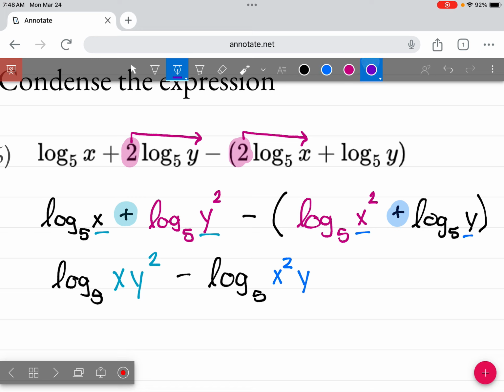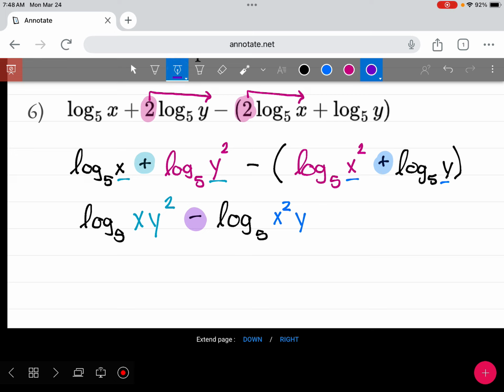One last step is now we have subtraction that's going to become division. Subtraction is going to become division. So we can write this as our log base 5 of the fraction that has, this is my numerator, so my x y squared, and this is my denominator, x squared y.